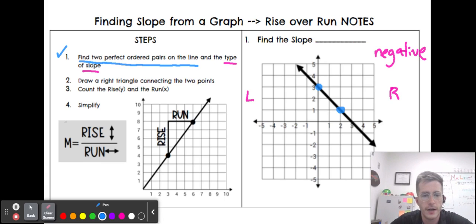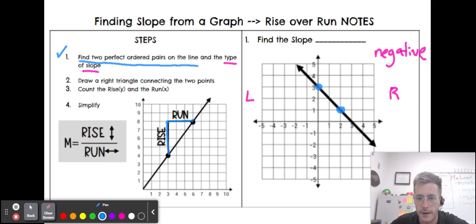Number 2, draw a right triangle connecting the 2 points. Check out what they did here. They drew a right triangle just like this. So we've actually done this before. Using a vertical and horizontal line, we can create a right triangle. Now, I want you to always start on the point furthest to the left. Just like we read the slope left to right, I want you to start at the point furthest to the left. So let's start here.